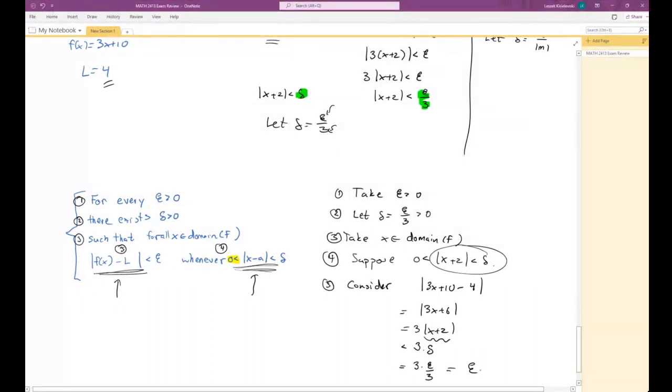That's it. If you follow this chain of equalities and inequalities, we see that the absolute value of our function minus the limit is eventually smaller than epsilon. And that's what we wanted to prove. Okay? Great.